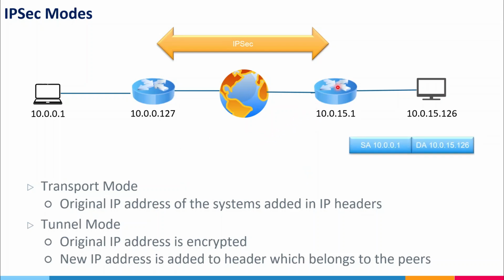and when it reaches the other router, it eventually gets decrypted because now it's outside the IPSec. So anyone sniffing on the LAN can be able to check the actual address, but anyone sniffing on the internet won't be able to check the original addresses. So in most of the cases, VPN is used in tunnel mode and not in transport mode.